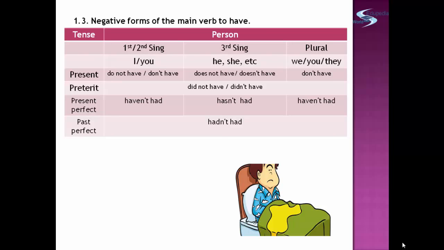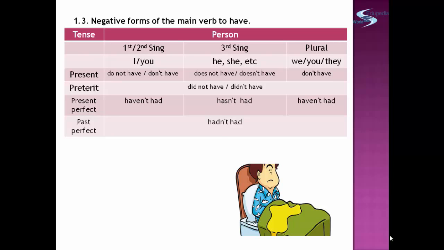1.3. The negative forms of the main verb to have. The first column, we have the present. For the first and second person singular, I, you, we have in the present do not have or don't have. In the third person singular, he, she, it, in the present tense, it would take the form does not have or doesn't have. For the plural we, you, they, in the present tense, it would take the form don't have. And all of these in the past tense will have the form did not have or didn't have.